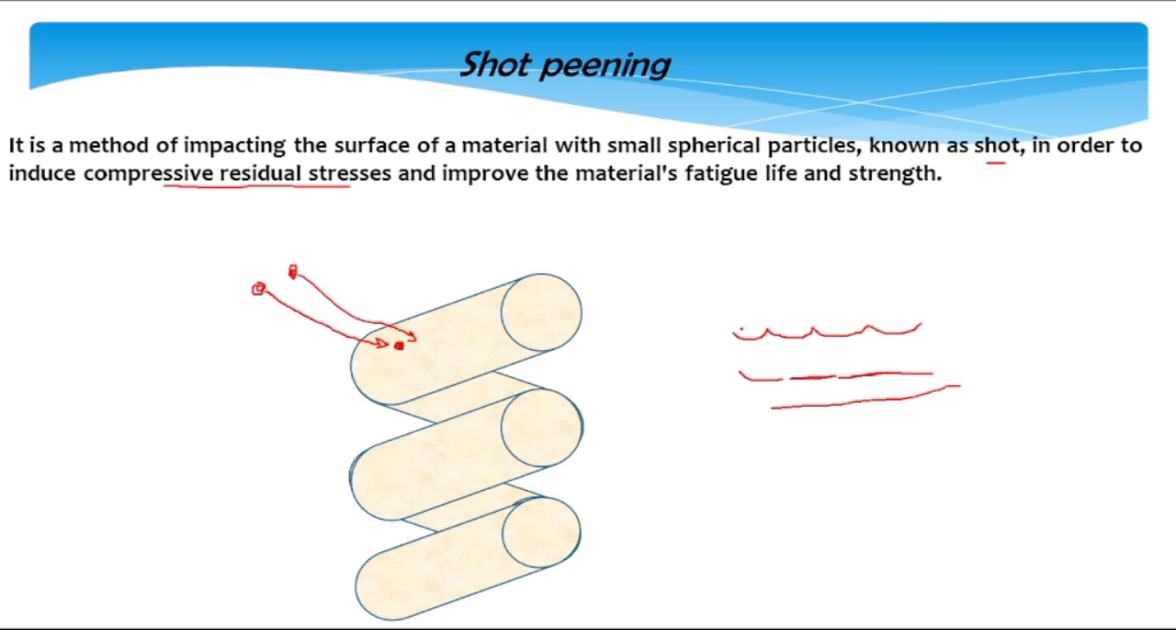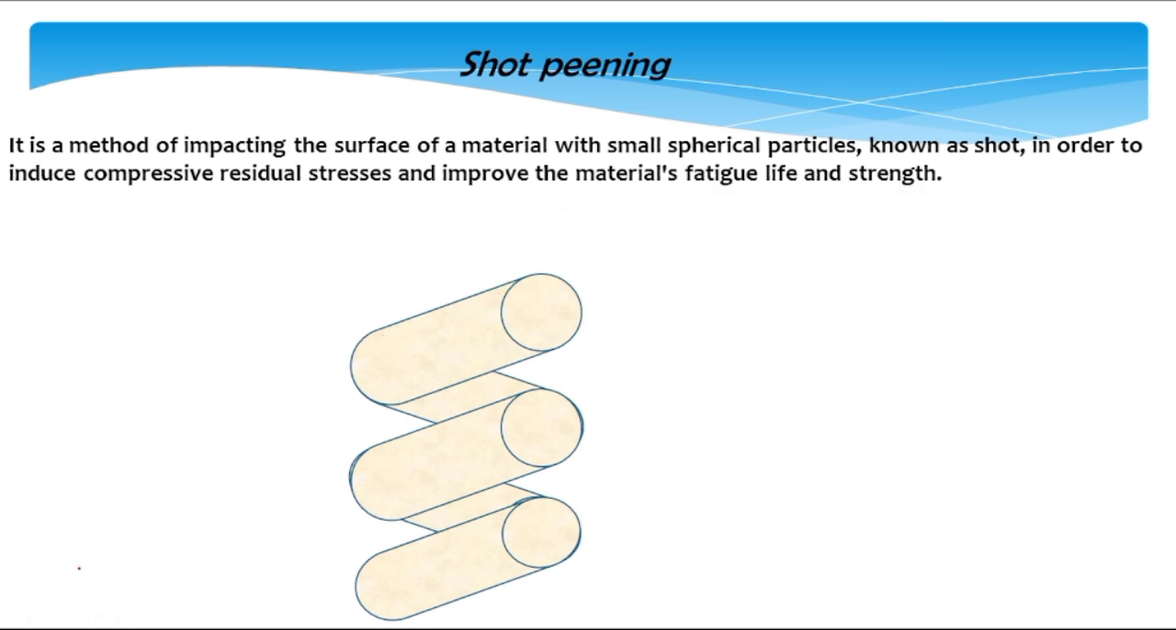What will happen is that a plastic deformation will occur in this spring, and due to the plastic deformation, you know about the dislocation movement. The dislocation movement will be resisted, and because of the resistance to the dislocation movement, its strength will be increased, and due to which fatigue strength will also increase for that spring which is peened.